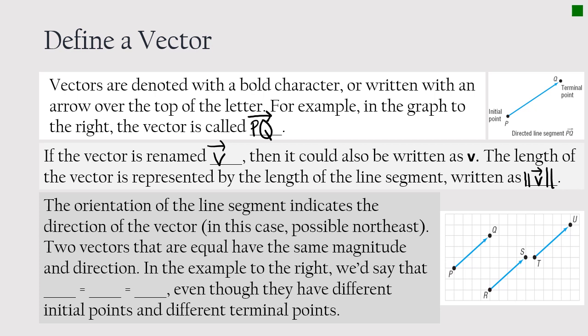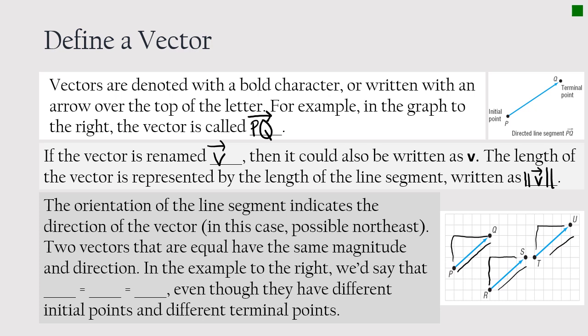Two vectors that are equal have the same magnitude and direction. For example, we can say that these three vectors are equal because they're going in the exact same direction. This one goes up 3 over 4, up 3 over 4, up 3 over 4. So those are the same direction, and they also have the same magnitude. They're the exact same length.